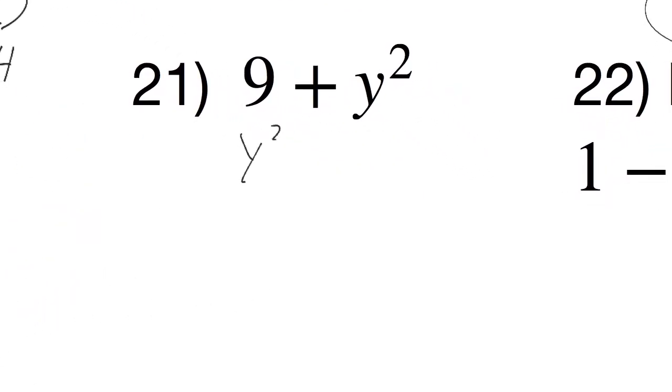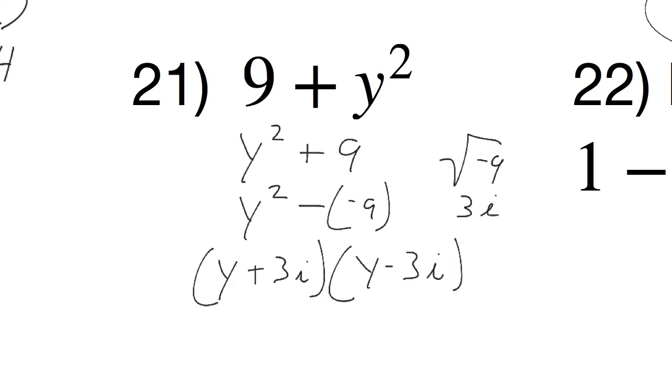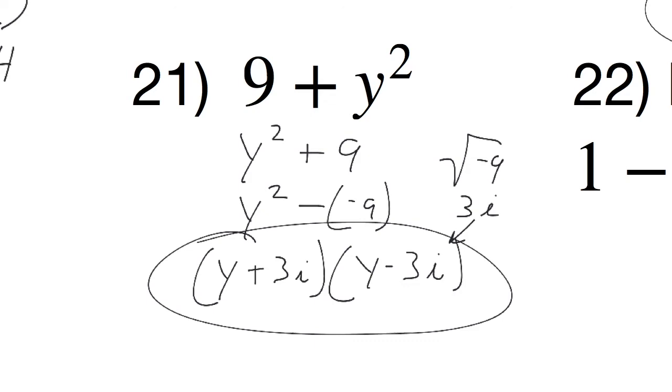I'm just going to rewrite it so that it's a little more familiar. No real need to, but I want to just because it looks prettier. It looks more familiar to me. I'm going to force there to be subtraction. And I'm going to forcibly take the square root of negative 9. That becomes 3i. So I can say that this is y plus 3i and y minus 3i, because the square root of negative 9 is 3i, which is what you're using. That's the answer, 21.